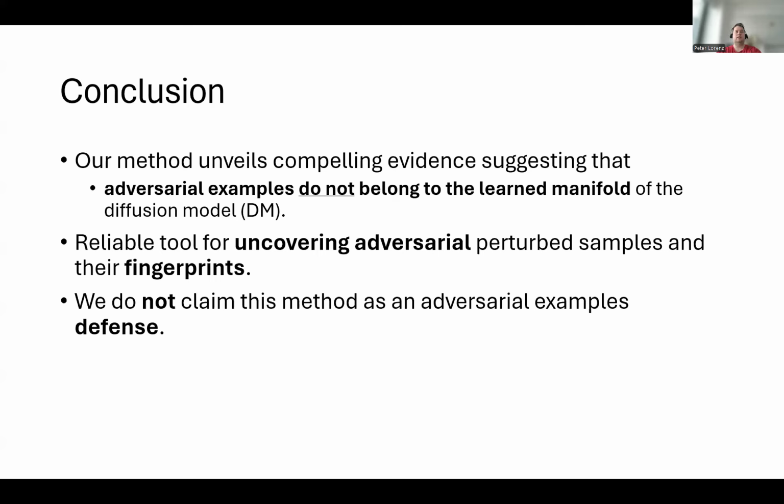Our conclusion is that our method unveils compelling evidence suggesting that adversarial examples do not belong to the learned manifold. We think that it's a reliable tool for uncovering adversarial examples and also for showing the fingerprints. We do not claim this method as an adversarial example defense because it's just a supervised learning method and it cannot adapt during test time, because the attacker could learn and could do more tricky attack methods.